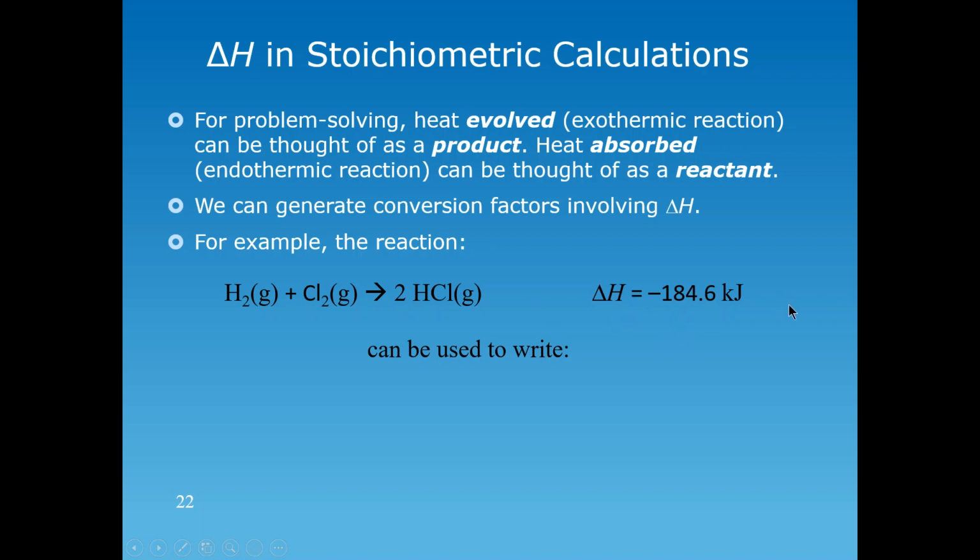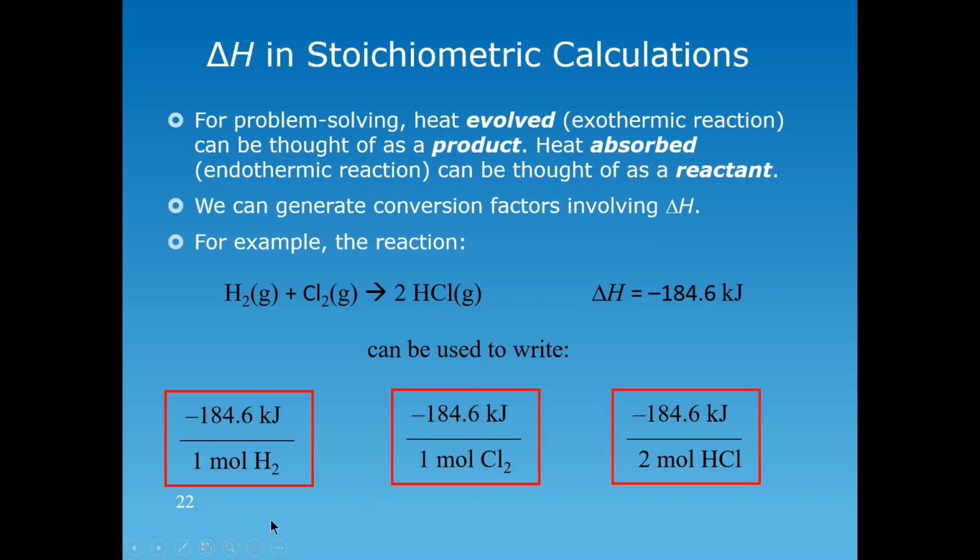So what this equation is telling you is that for every 1 mole of hydrogen that reacts with 1 mole of chlorine, it produces 2 moles of hydrogen chloride, and the enthalpy change, given those amounts, for that reaction would be minus 184.6 kilojoules. So we can represent relationships between the amounts of these substances and delta H as what we see here.